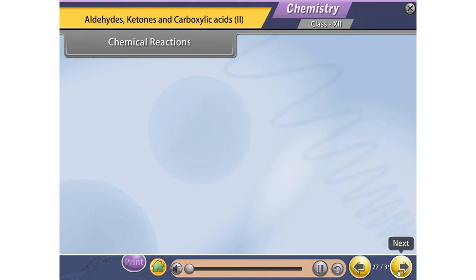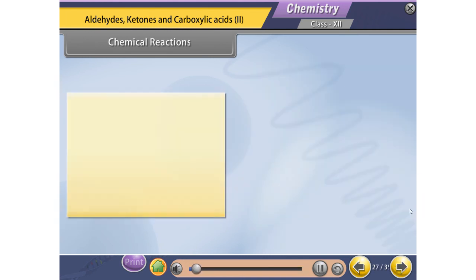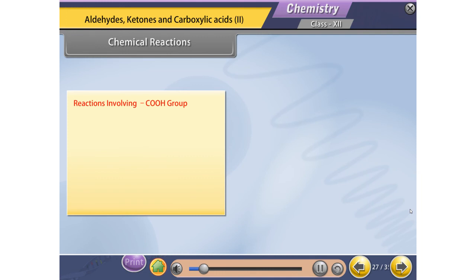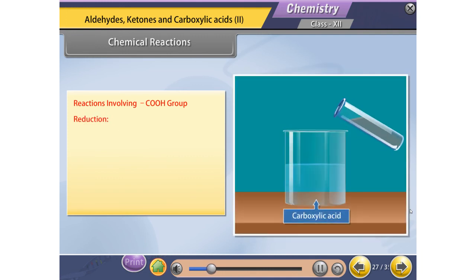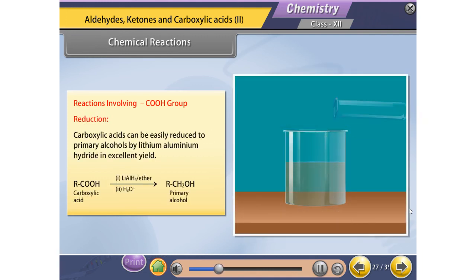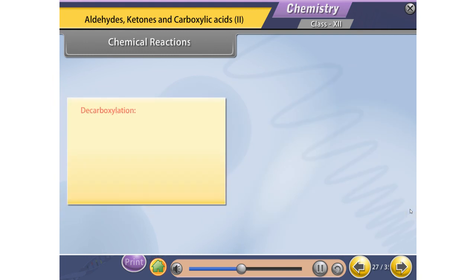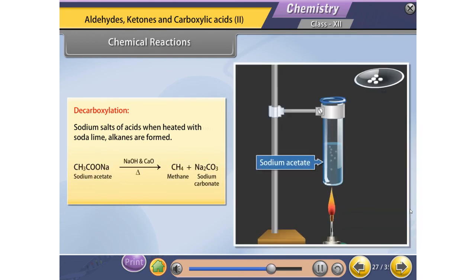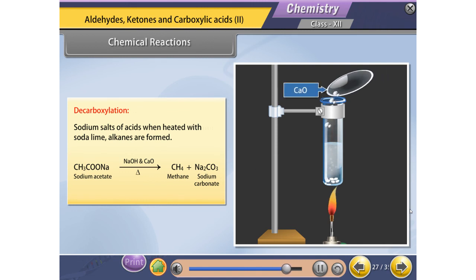Chemical reactions. Reactions involving carboxylic group. Reduction. Carboxylic acids can be easily reduced to primary alcohols by lithium aluminium hydride in excellent yield. Decarboxylation. Sodium salts of acids, when heated with soda lime, form alkanes. When sodium acetate is heated with sodium hydroxide and calcium oxide, it forms methane and sodium carbonate.